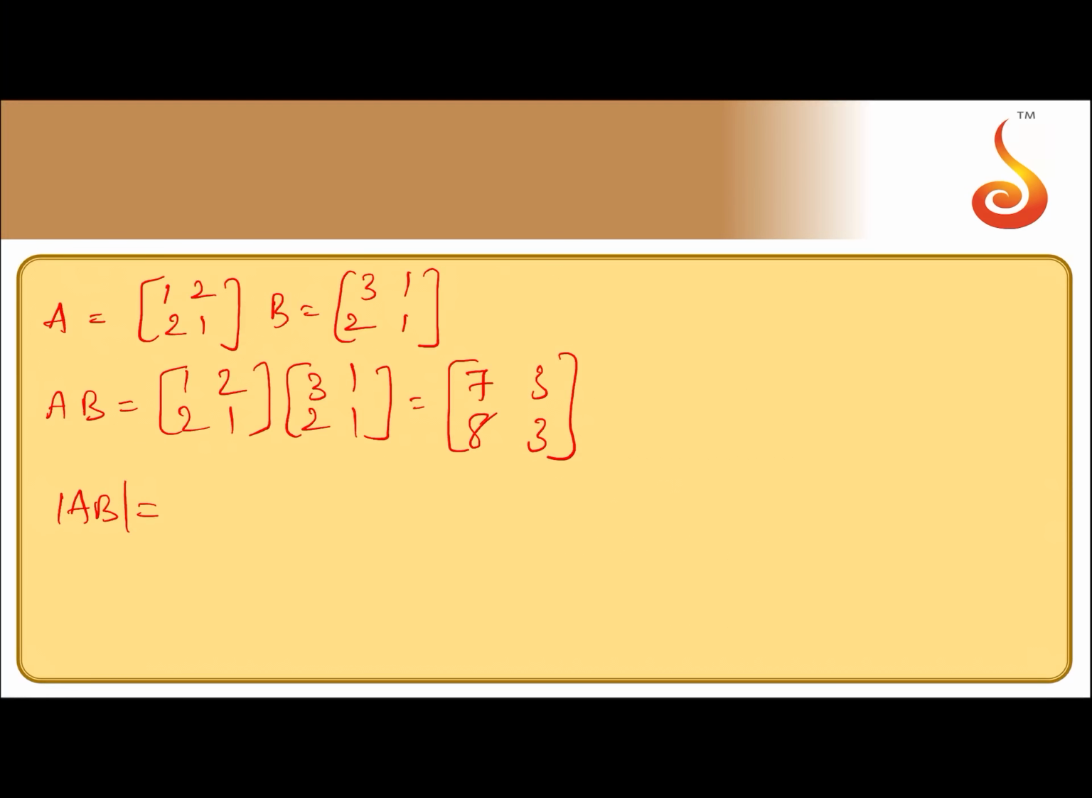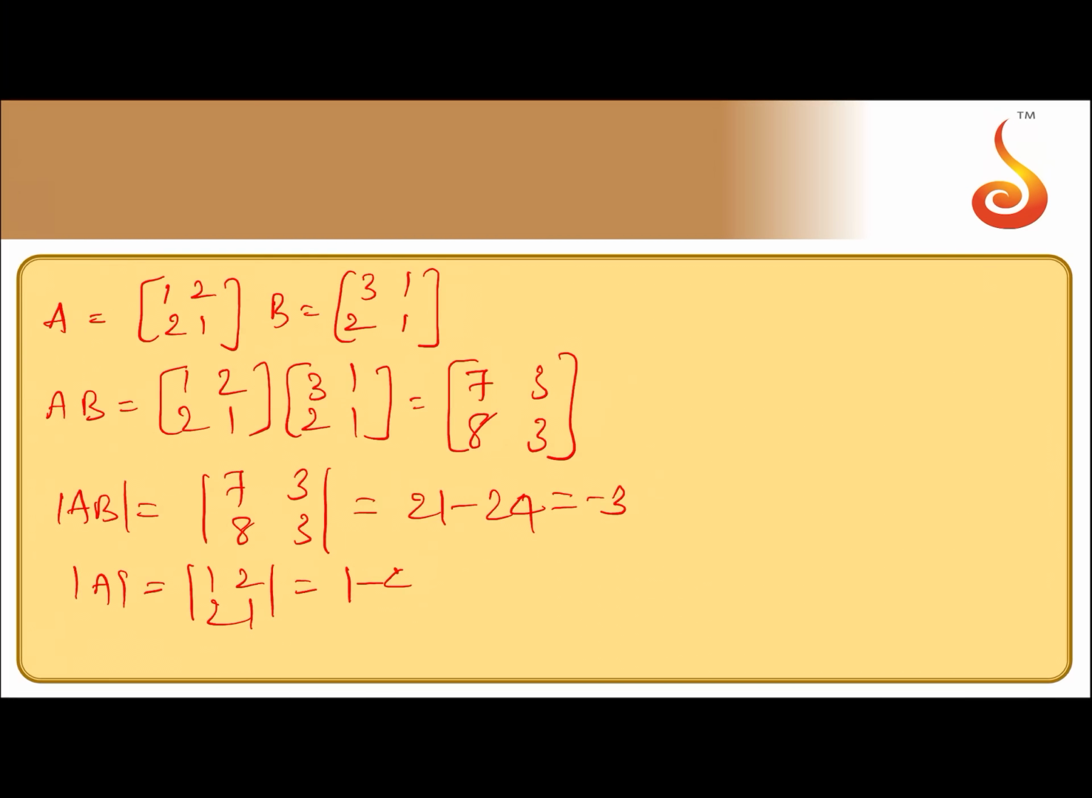Determinant of AB is equal to the determinant of [7, 3; 8, 3], which is 21 minus 24, equal to minus 3. Let me evaluate the determinant of A, which is the determinant of [1, 2; 2, 1], that is 1 minus 4, minus 3. Whereas the determinant of B is the determinant of [3, 1; 2, 1], that is 3 minus 2, which is equal to 1.